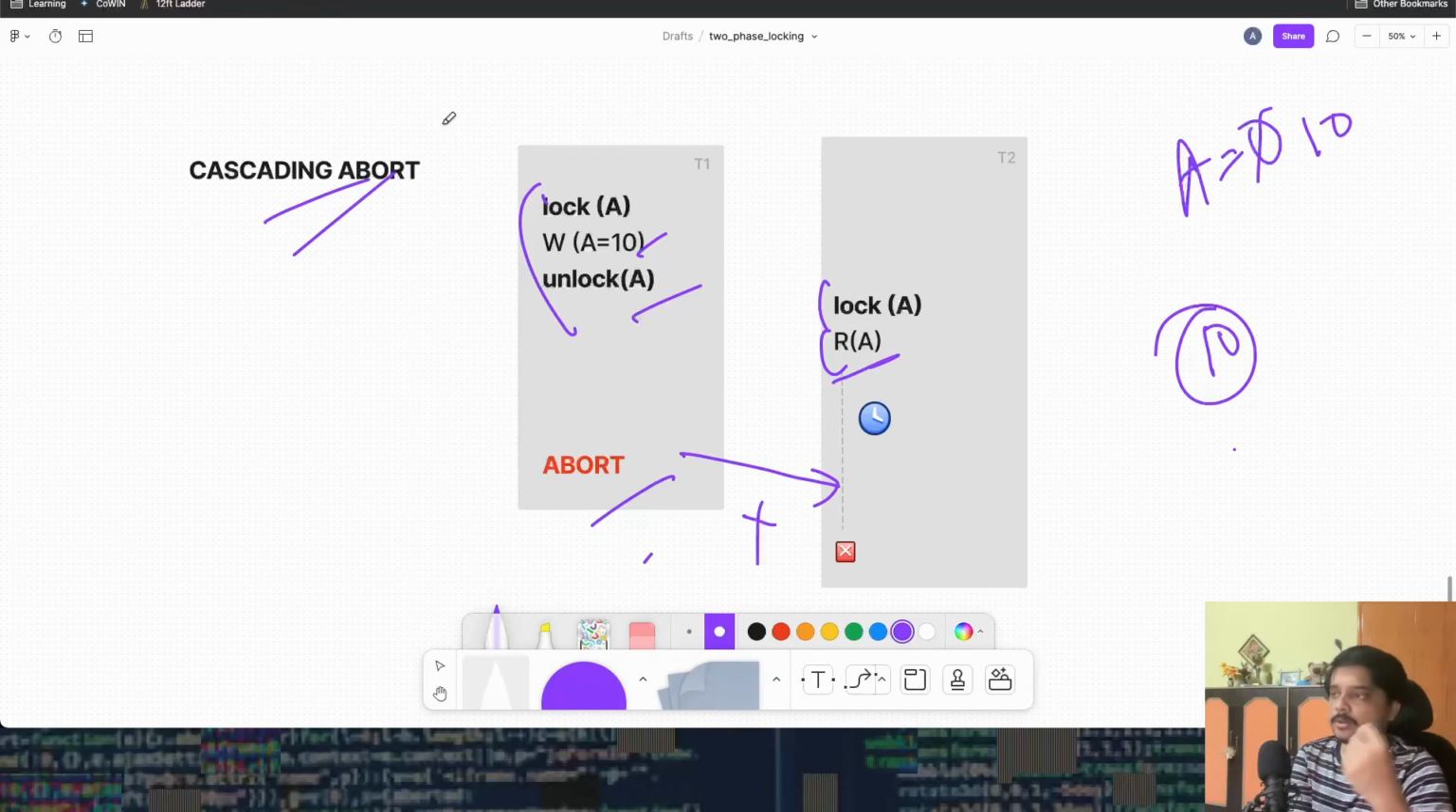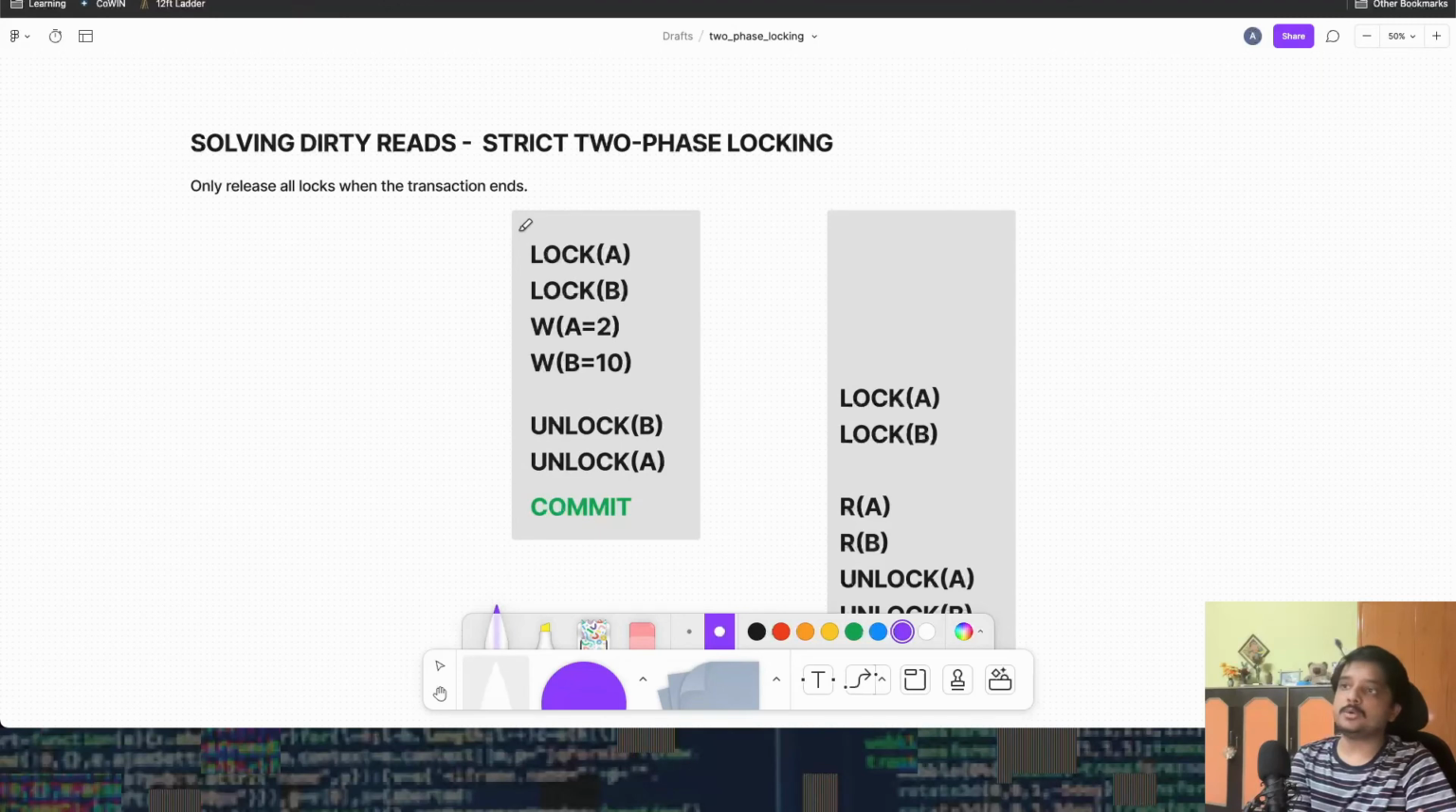To prevent dirty reads, we are doing cascading abort. But we need to solve these two problems. To solve these two problems, we have the strict two-phase locking.